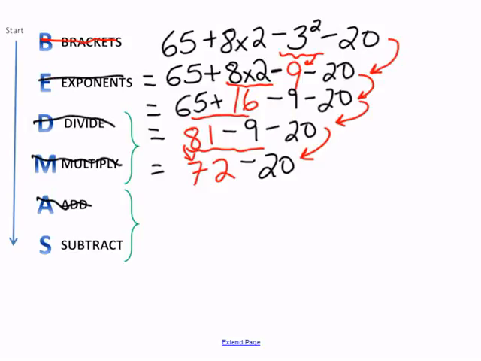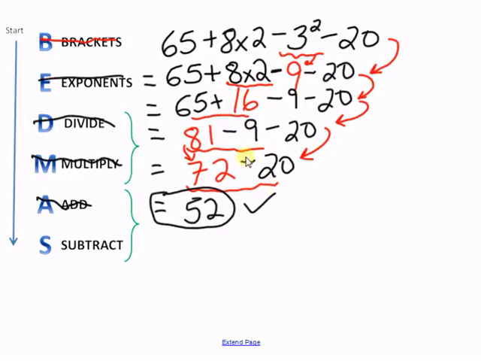One line at a time. This is what drives kids nuts because they think it's tedious, takes a long time, but if you keep it organized and you keep it clean, one step at a time, you're not going to mess up. You're not going to forget things. Last thing I have to do, the final subtraction, 72 take away 20 should be 52. There you go.